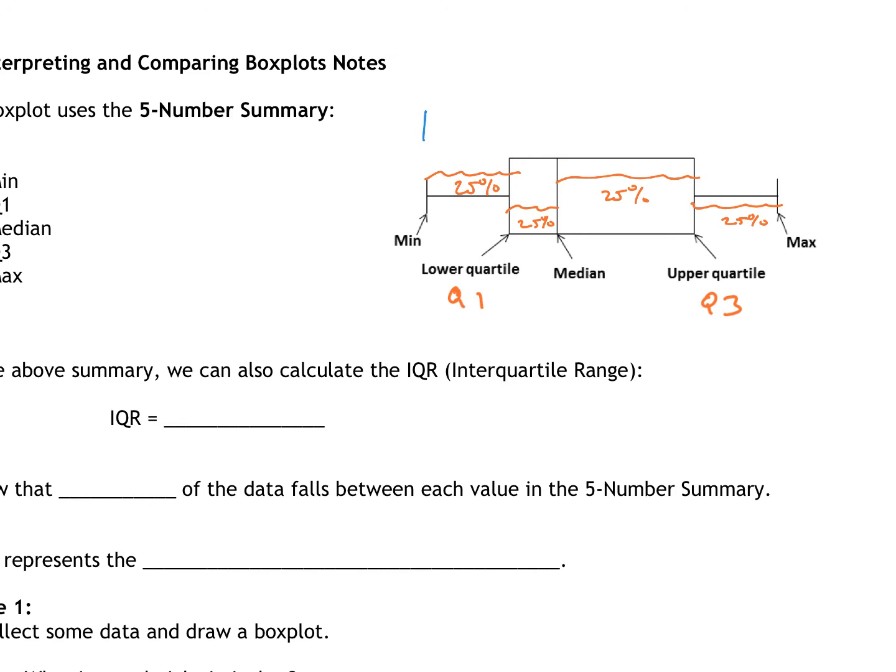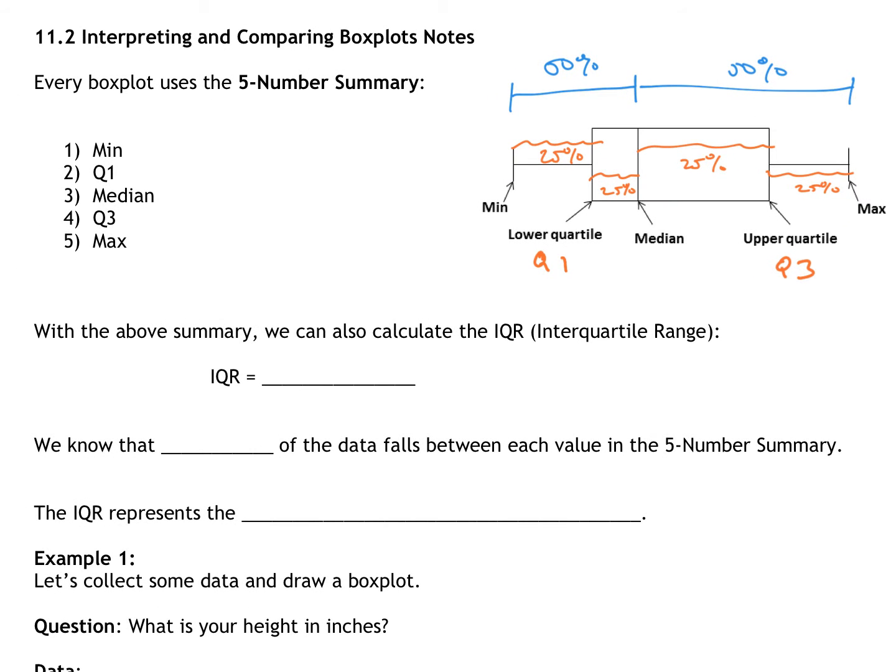You can also look at it from here to here, the first half is 50%, and then from here to here is 50%. So from the median to the min or the median to the max is 50%. It's gonna help you out, just kind of a quick refresher.